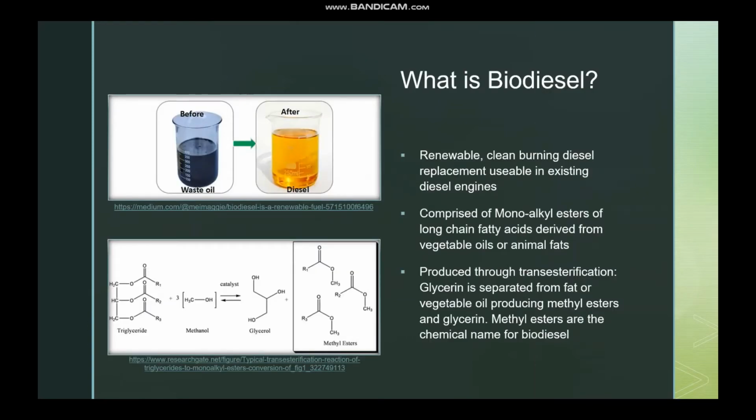So first off, what is biodiesel? Biodiesel is a renewable, clean burning diesel replacement usable in existing diesel engines. It's comprised of monoalkyl esters from long fatty chain acids derived from vegetable oils or animal fats.